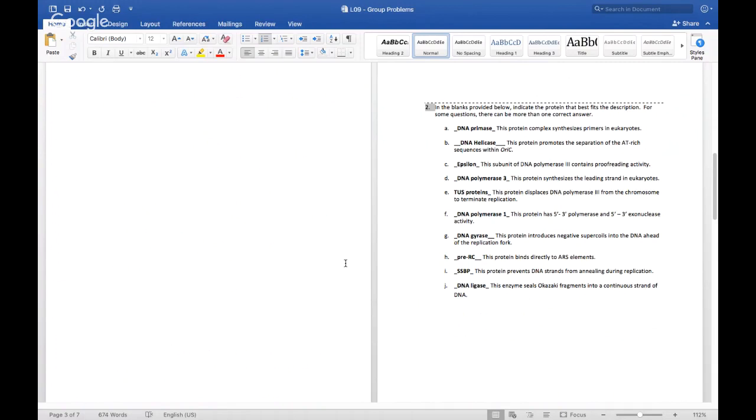The subunit of DNA polymerase III that contains the proofreading activity, that's epsilon. That's the epsilon subunit of DNA polymerase III. Kind of a cool little molecule. It does a whole ton of stuff because there's almost an entire Greek alphabet of DNA polymerases out there. Letter D is talking about the protein that synthesizes the leading strand in eukaryotes. That is DNA polymerase III, the workhorse of DNA replication. Very important molecule to understand and know.